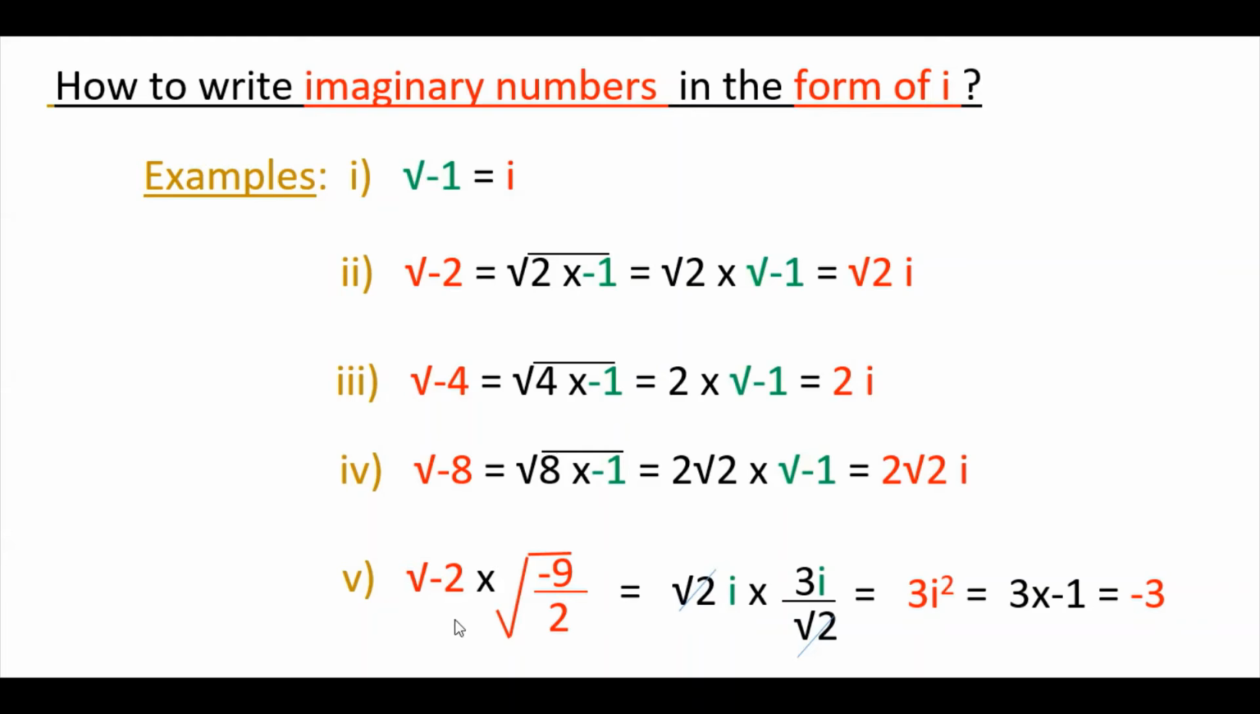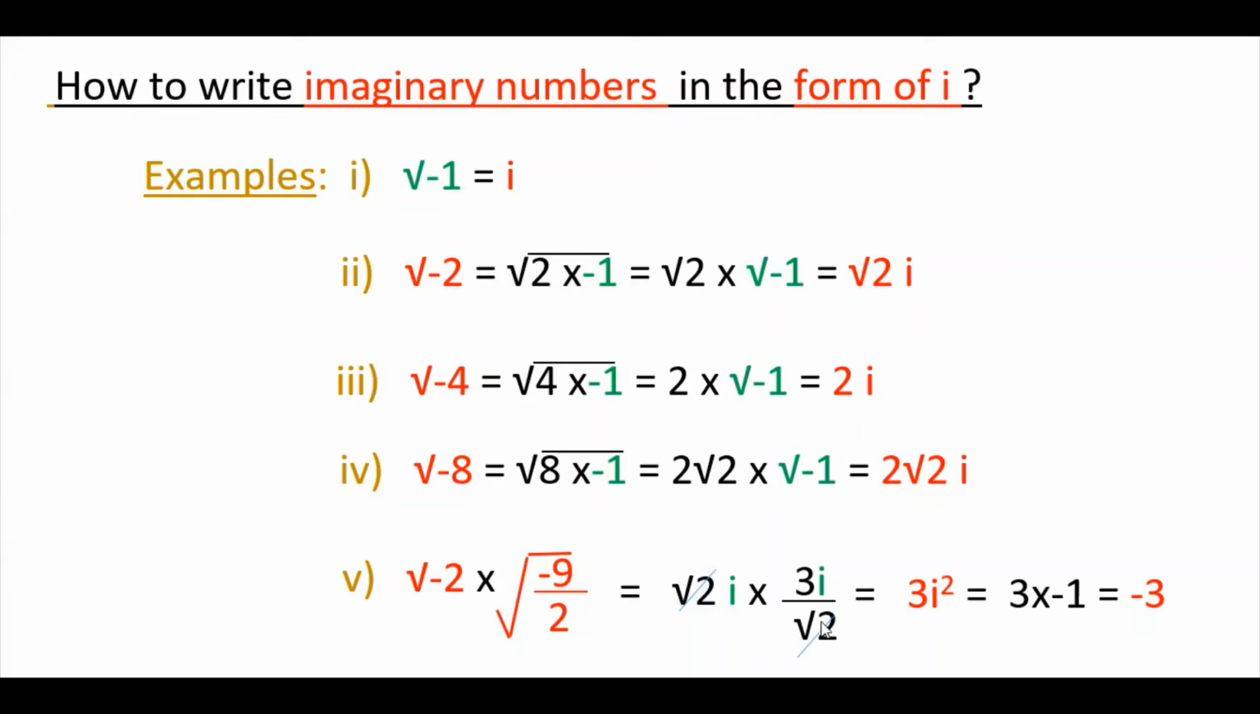And if you see this case, this is a different case: square root of minus 2 into square root of minus 9 by 2. First write square root of minus 2 as square root of 2 into square root of minus 1, that is square root of 2 i. And square root of minus 9 is square root of 9 into i, that is 3i. So you can write this as 3i by square root of 2.